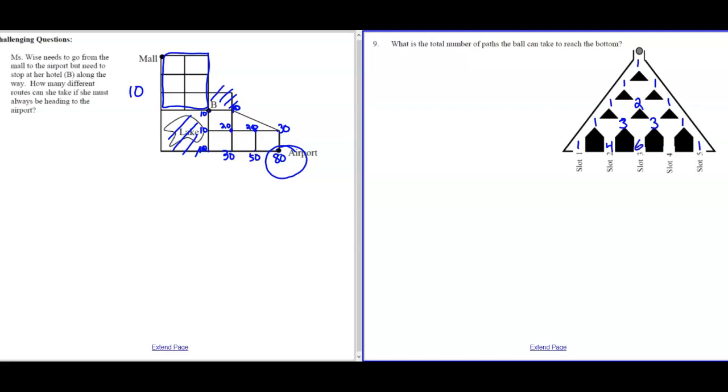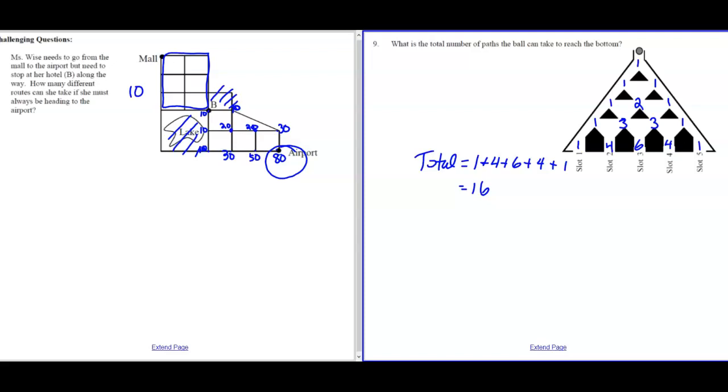This would have 6. This would have 4, and we have the 1. So the total number of paths, in this case, will be 1 plus 4 plus 6 plus 4 plus 1, which is 16. Just some interesting stuff. We'll talk next week about it. So that total number is 16.